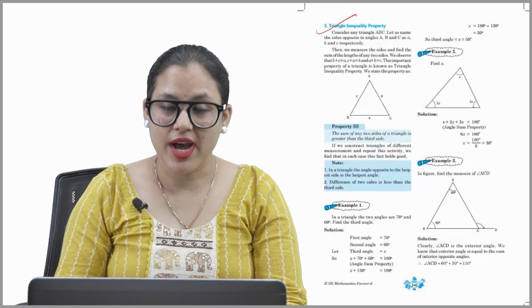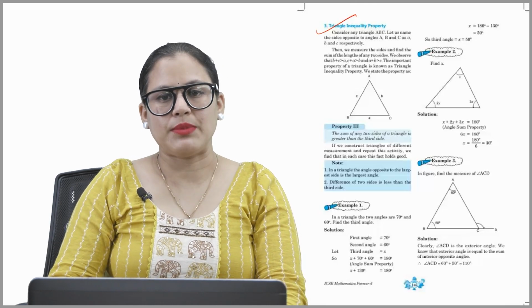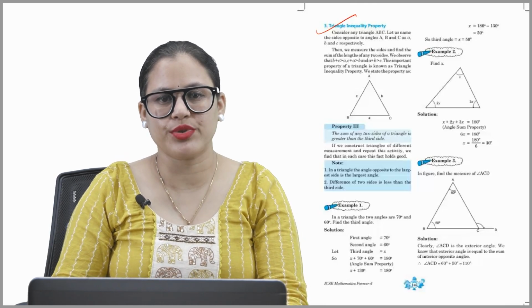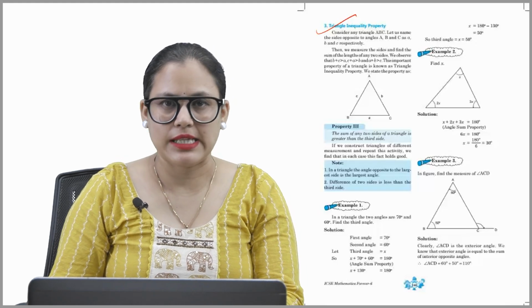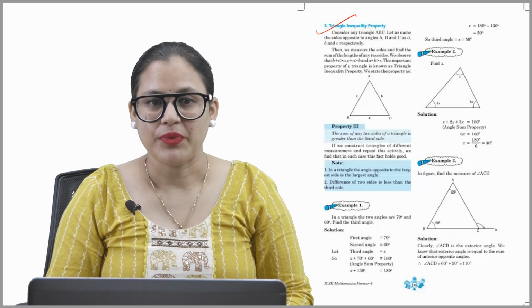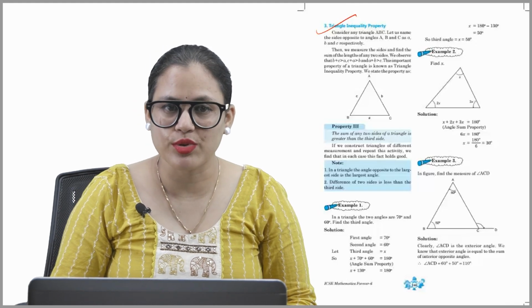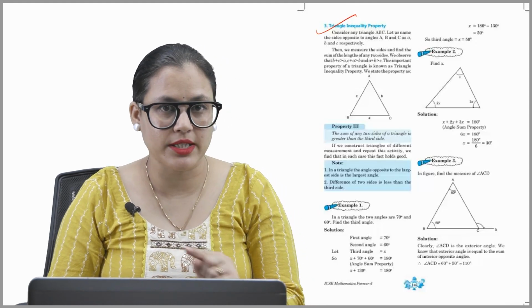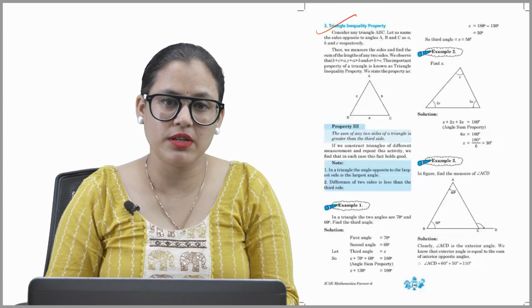Number 3, triangle inequality property. Consider any triangle ABC. Let us name the sides opposite to angles A, B and C as small a, b, c respectively. Then we measure the sides and find the sum of the lengths of any 2 sides. We observe that b plus c is greater than a, c plus a is greater than b and a plus b is greater than c.